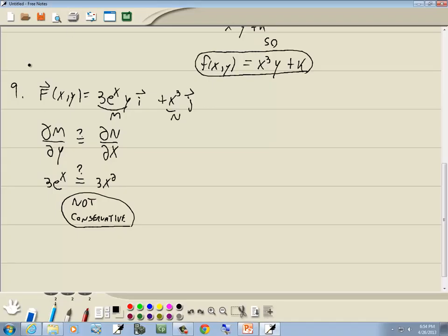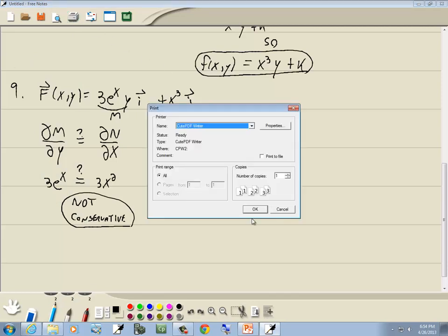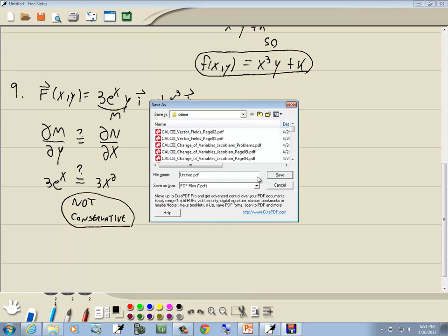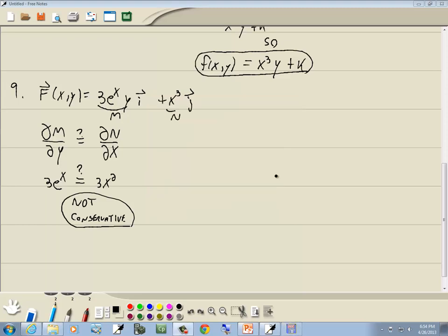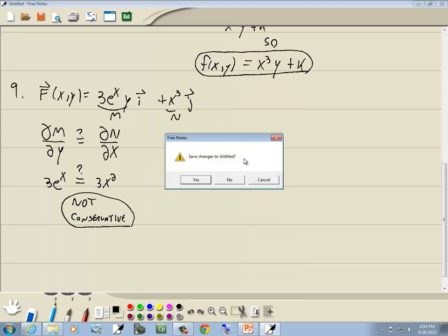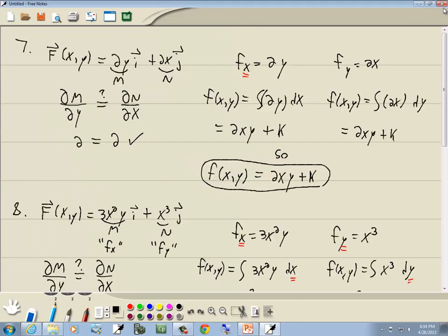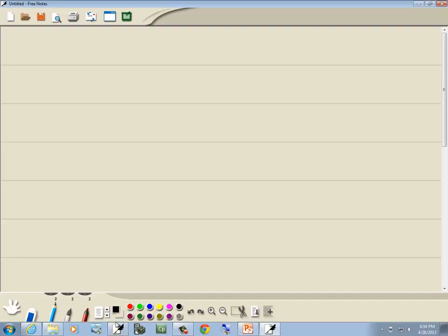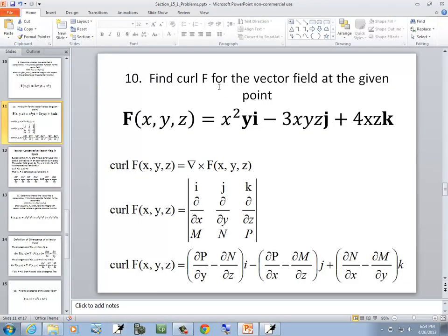Let me actually save this and bring up a new page. A lot of these we're looking at are related to physics, and we're not going into a lot of detail on that because physics is not my specialty. Okay, this says find the curl F for the vector field at the given point.